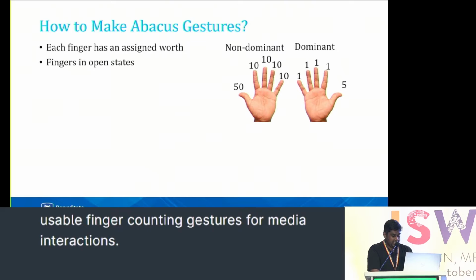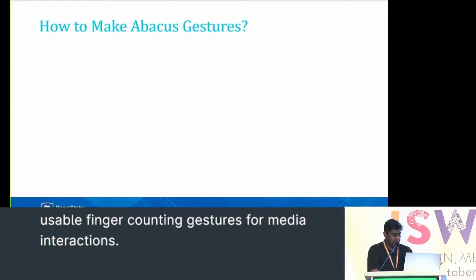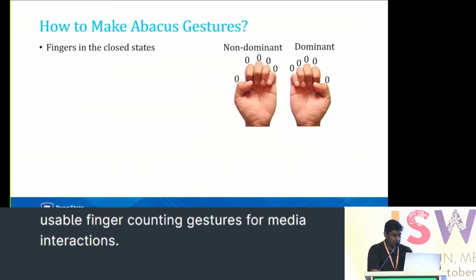A gesture is the sum of the values of the open fingers. So this gesture is the sum of the finger values, which sums up to 99. So this is gesture 99. In the closed state, each finger is value 0, so this abacus gesture is the sum of 10 zeros, which is 0.